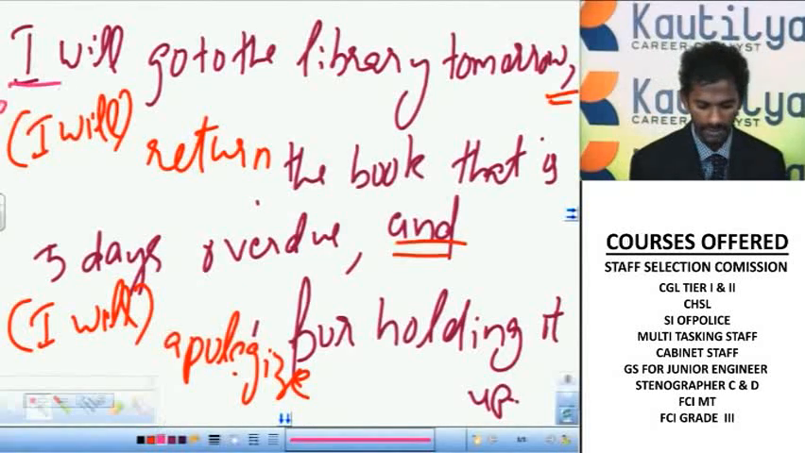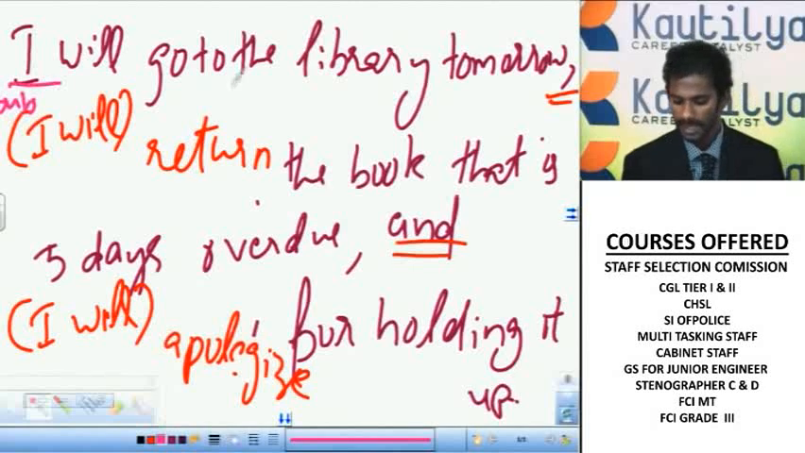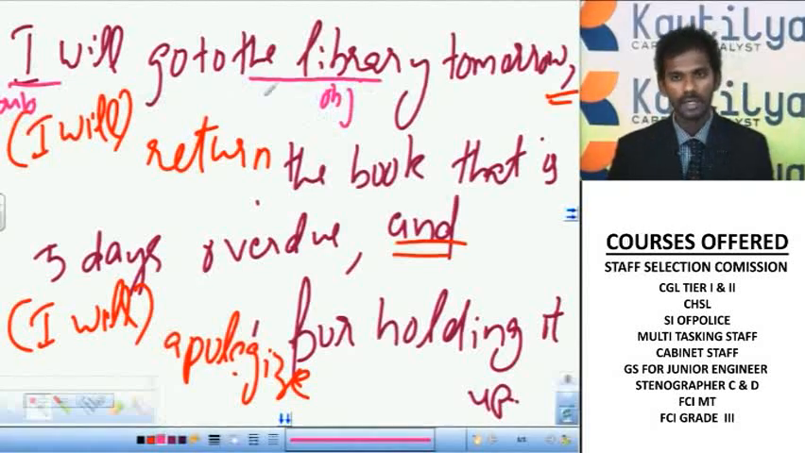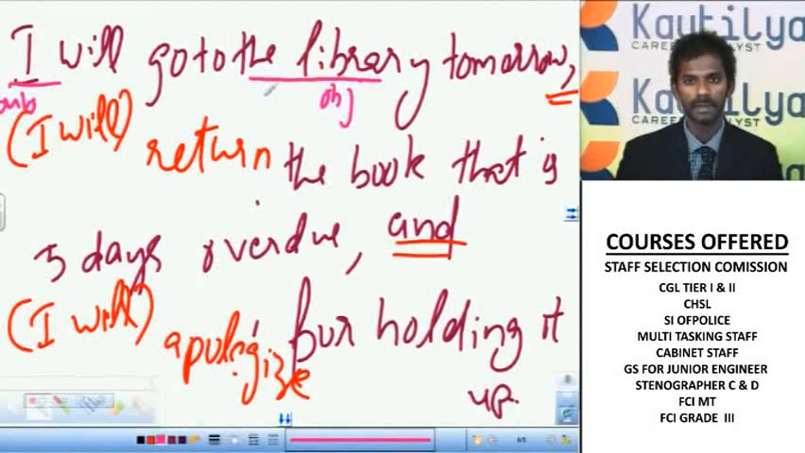Subject is I. Object is library, right? Predicate is go to the library tomorrow. So I is a subject, library is the object, predicate is will go to the library tomorrow. So that is a part of a sentence containing a subject and a predicate. So I can say that is a clause, right? So here the first idea is a clause. As I said, if one idea is a clause, all the other ideas must also be clauses.